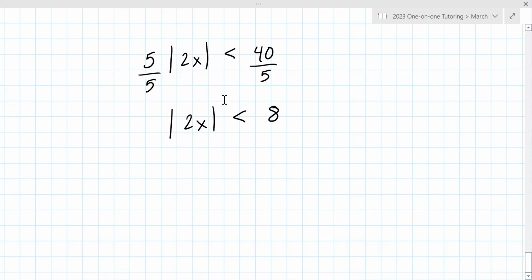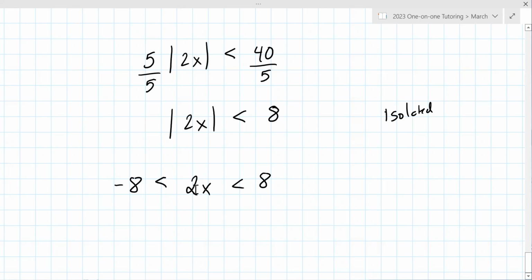Now that the absolute value is isolated, you have to break this up into a between situation. So the 2x goes in the middle. Tell me what goes on the left and what goes on the right. On the right is less than 8. On the left is -8 less than. Good.